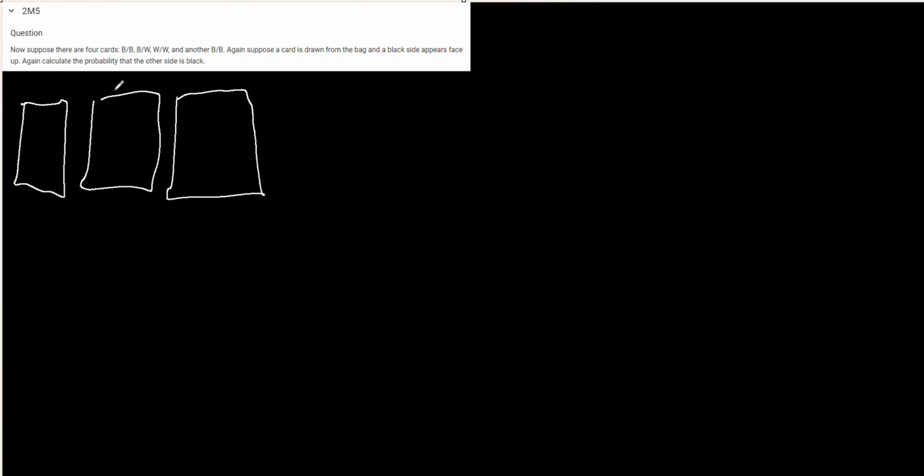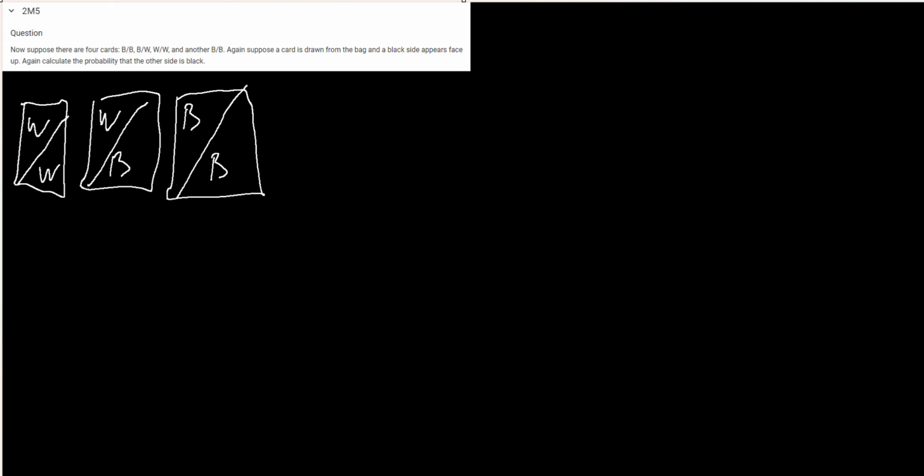Okay, question 2M5 from second edition of Statistical Rethinking. The previous question, question 2M4, asked us to consider a situation where we had three different playing cards. One of them had two white sides. One of them had a white side and a black side. And the other one had two black sides.